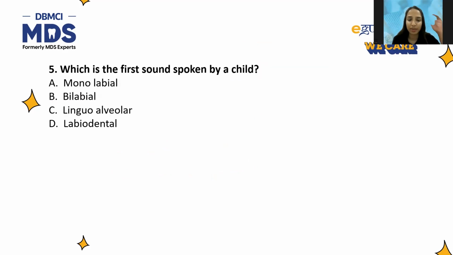I think, sorry, there is some numbering mistake. This is question number 4. What is the first sound spoken by a child?